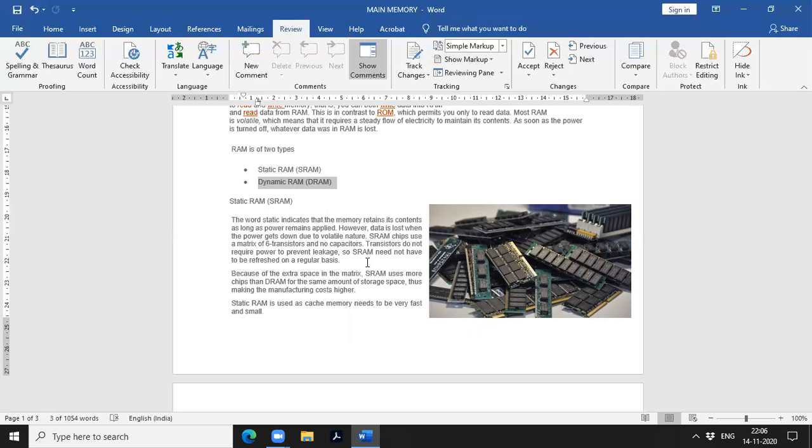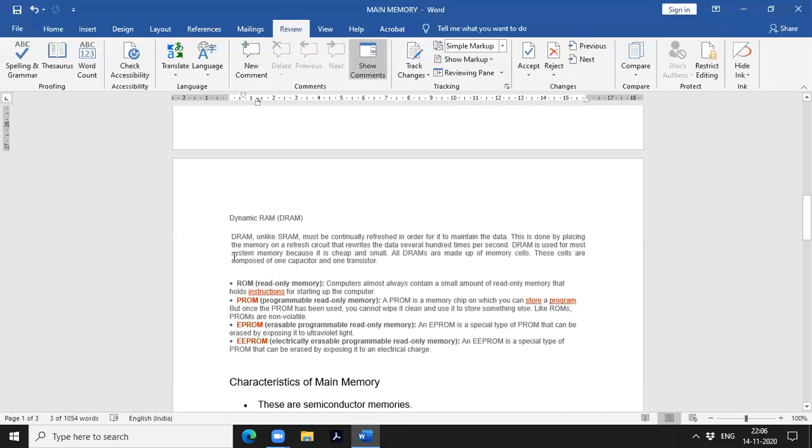Because this dynamic RAM requires data to refresh each and every time, let us see the dynamic RAM refresh in order to maintain the data. The dynamic RAM, unlike SRAM, must be continuously refreshed in order to maintain the data. This is done by placing the memory on a refresh circuit.